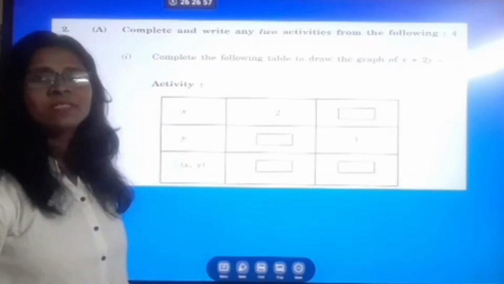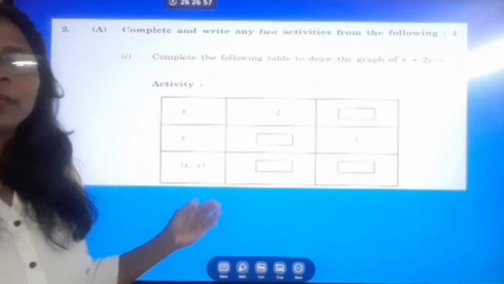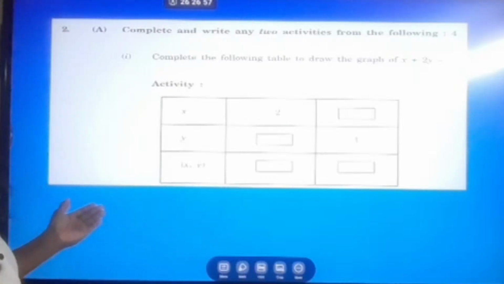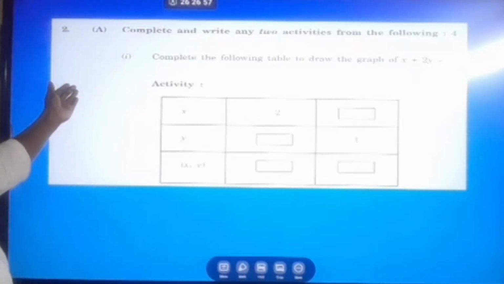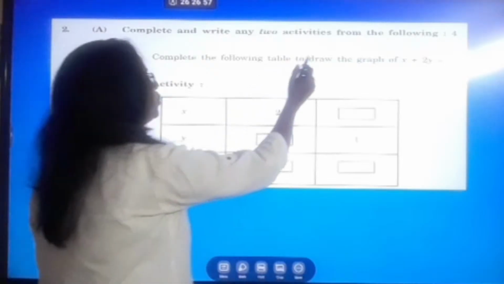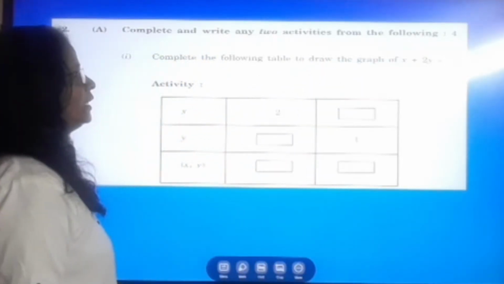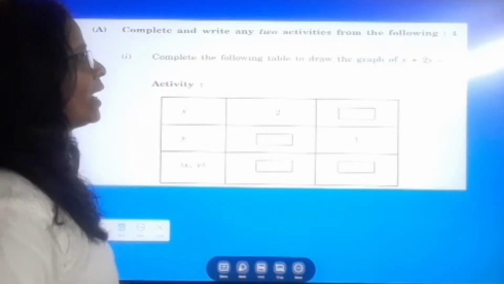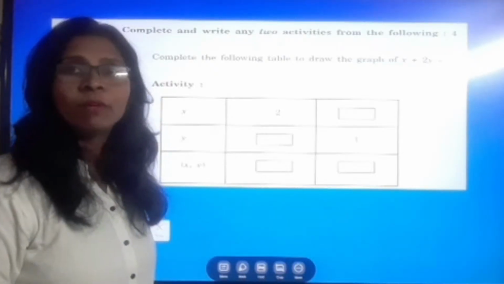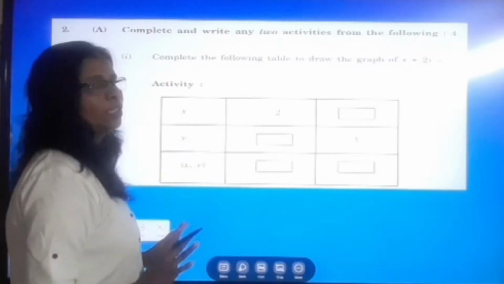See here students, this question is on the basis of the graph. Okay, so now here question 2a. Question 2a, complete and write any two activities from the following. So now here to draw the graph of x plus 2y is equal to 4, we have to complete this activity.